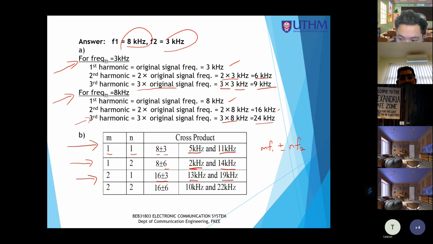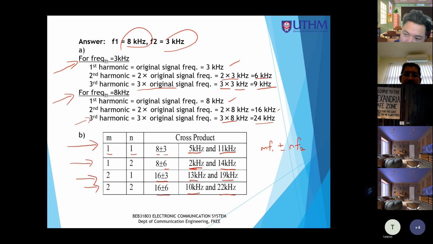Okay, so the fourth combination is M equal to 2, N equal to 2, so 2 times 8 plus minus 2 times 3, so we get 16 plus minus 6. Therefore, we're going to get the cross product located at V difference, which is 10 kilohertz, and V sum, which is 22 kilohertz.